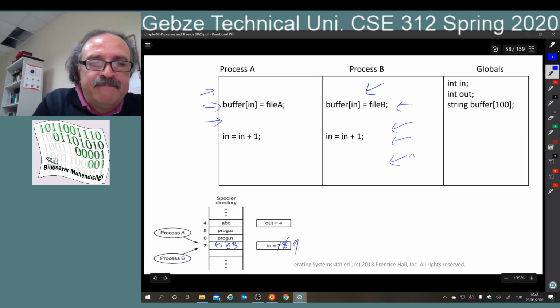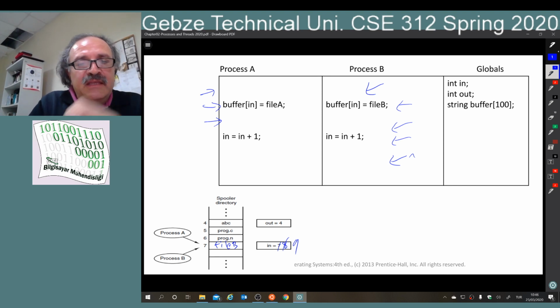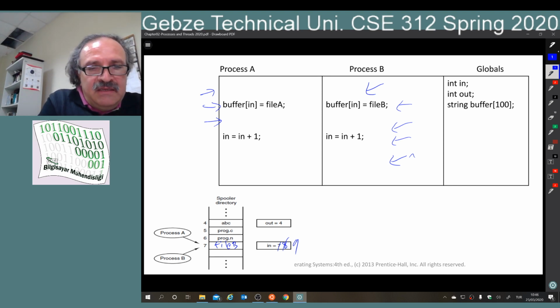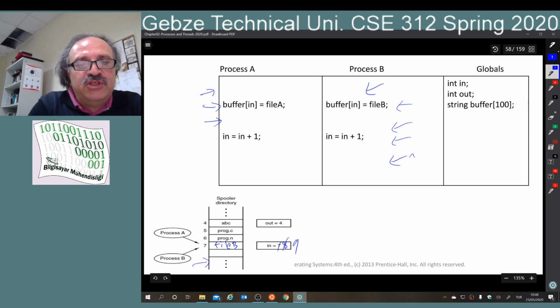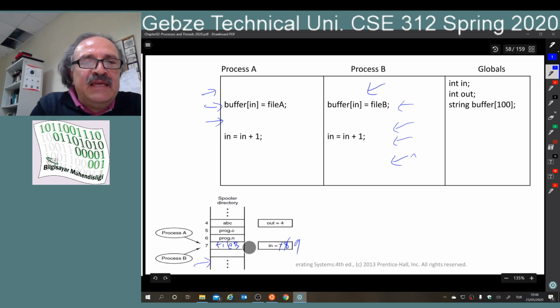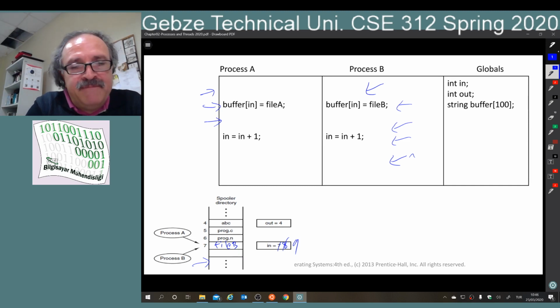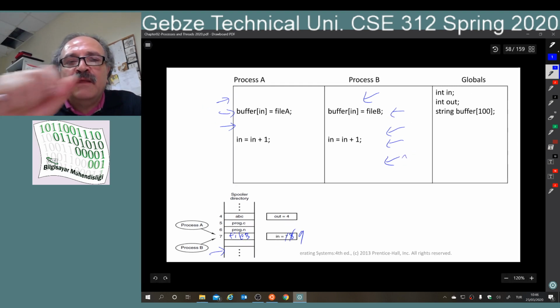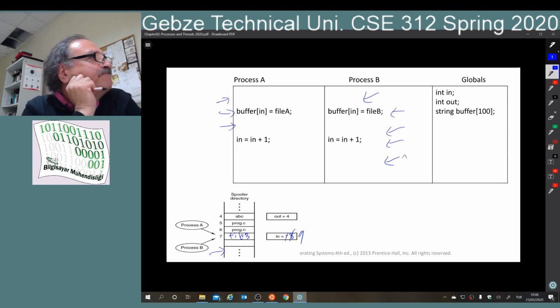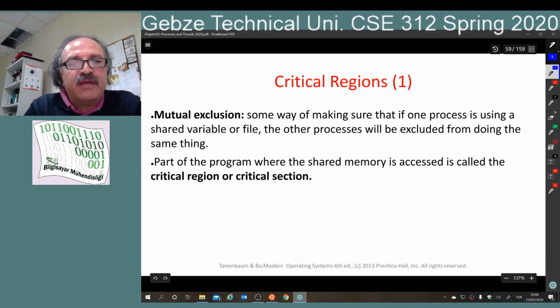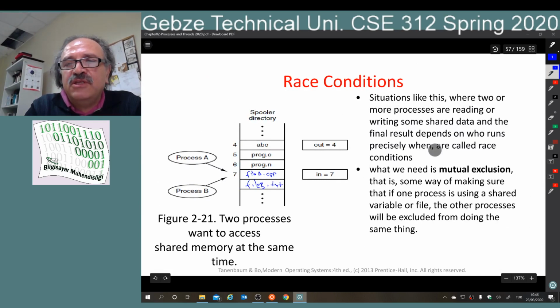So at the end, what I see is my N will be pointing to this position. File A is now erased. I don't write it. File B is written in there, and the 8 position, depending on your implementation, is empty. So it is all messed up. This is what we call race conditions. And we don't like these kinds of race conditions.